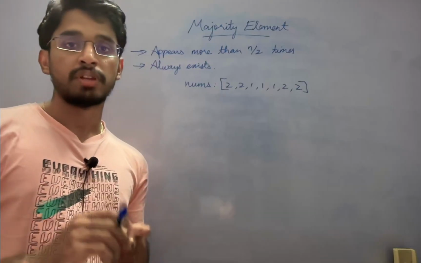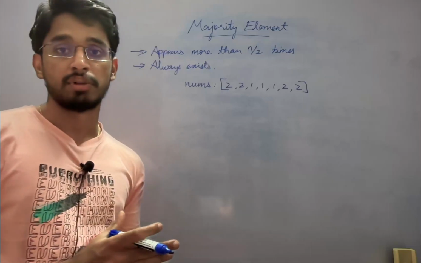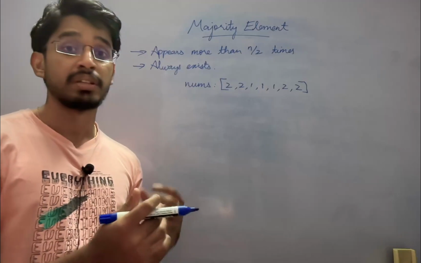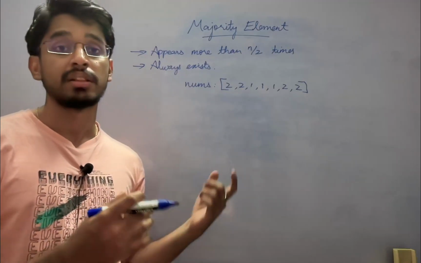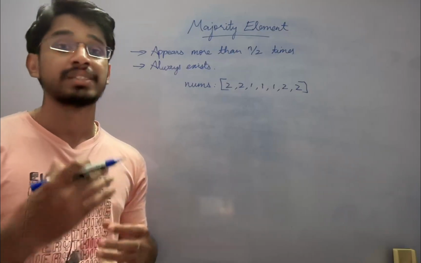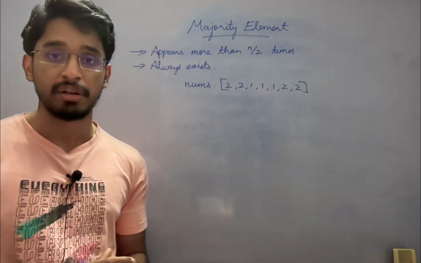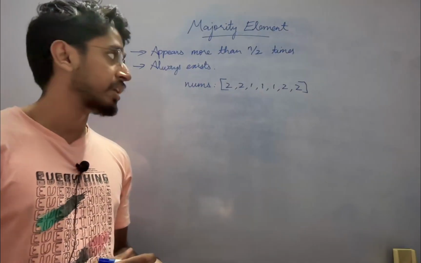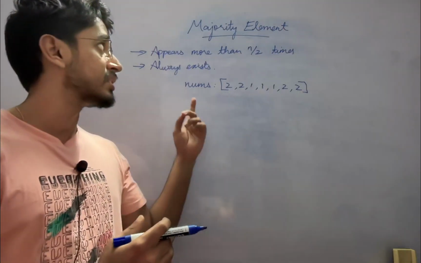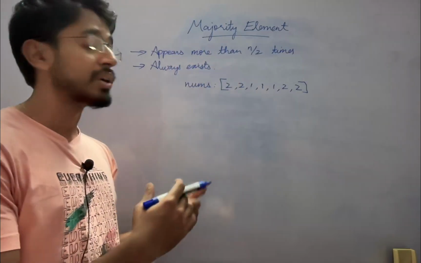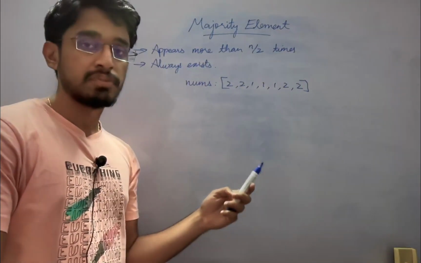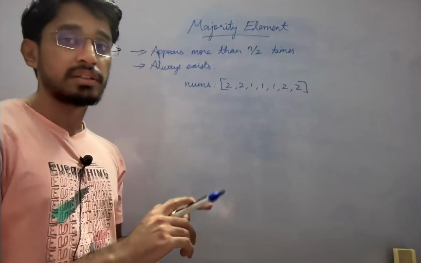So in this problem, we need to calculate the majority element. What is the majority element? It is the element which appears more than n/2 times within the given array, where n stands for the length of the array. And we can assume that the majority element always exists, according to the problem statement. So this is a given set of numbers where you see that 2 is the majority element, satisfying this condition, appearing more than n/2 times. 2 appears 4 times within this array.